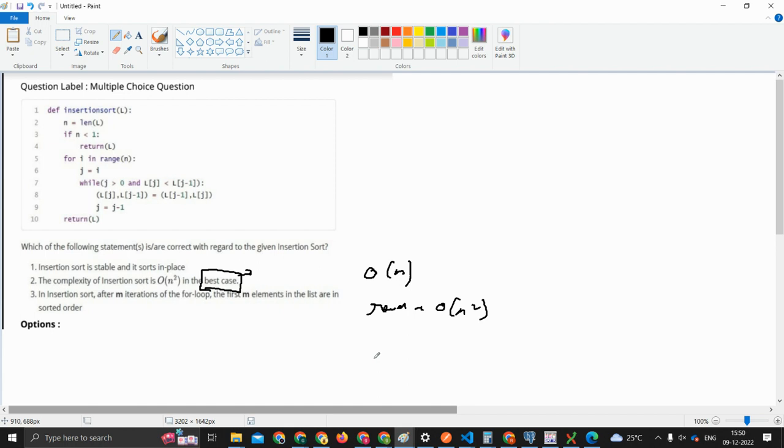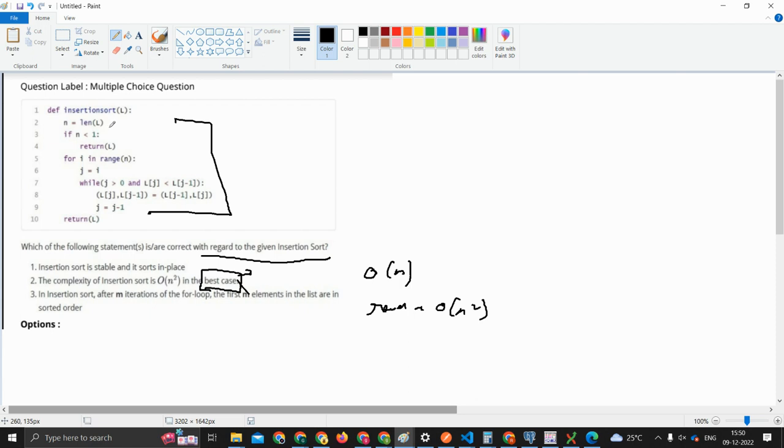What about the third option, Sachin? In an insertion sort, after iteration of the for loop, the first m elements in the list are in sorted order. Yeah, it's true. One more thing which Uma wanted to tell you guys is that they might give an insertion sort, but change the implementation and ask something like, see the above insertion sort, with regard to the given insertion sort.